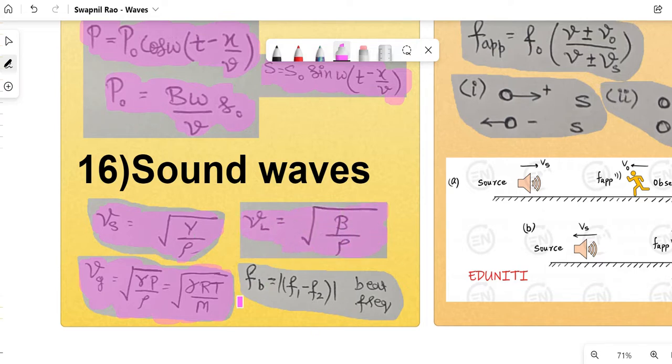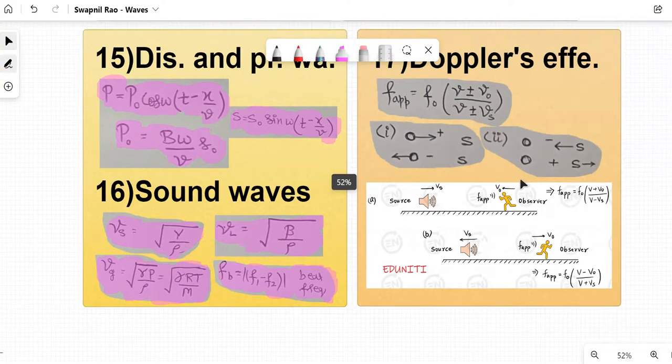And what is beat frequency? Fb means beat frequency, which is equal to modulus of f1 minus f2. No matter what you do, it should be positive. It could be f2 minus f1 or it could be f1 minus f2, but it should be a positive frequency, because frequency can't be negative.